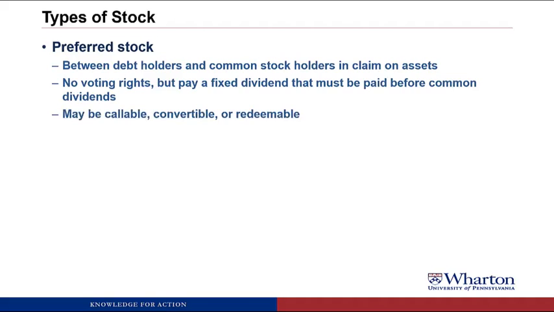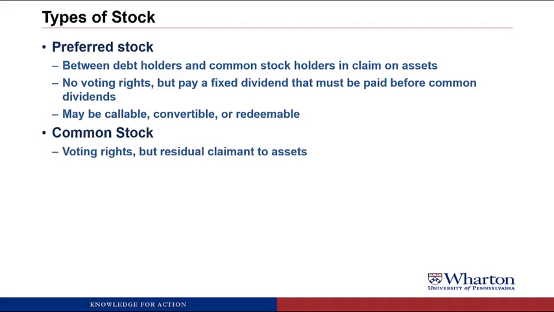And it oftentimes has some kind of feature like it's callable or convertible or redeemable. Callable means that the company could buy it back at the company's option. Convertible means that the holder can convert it into common stock. Redeemable means the holder could make the company buy it back. So this preferred stock is this sort of weird way station kind of instrument between debt and equity that can oftentimes be turned into common equity or just be taken out by the company if need be.